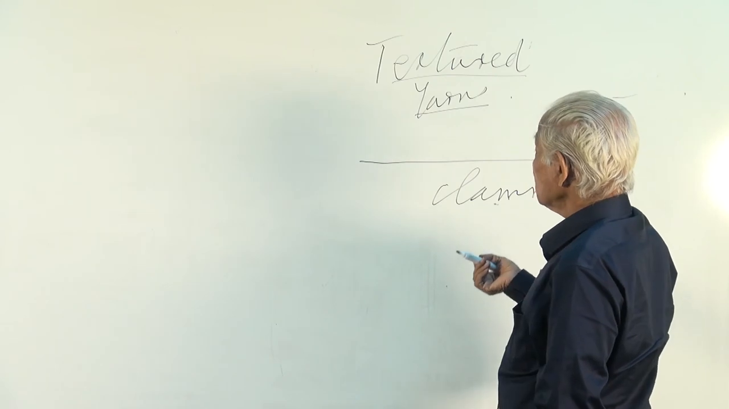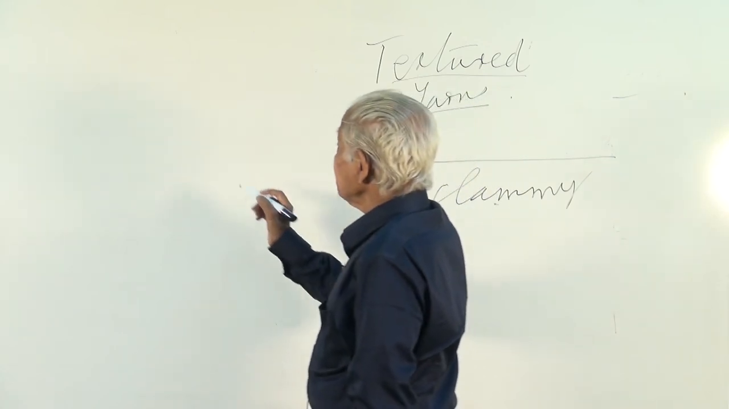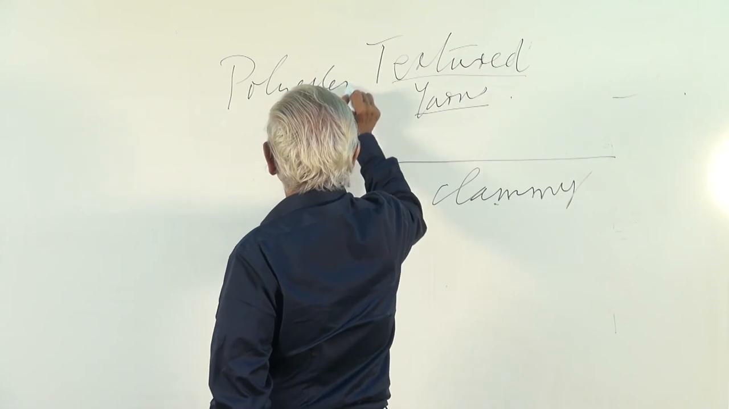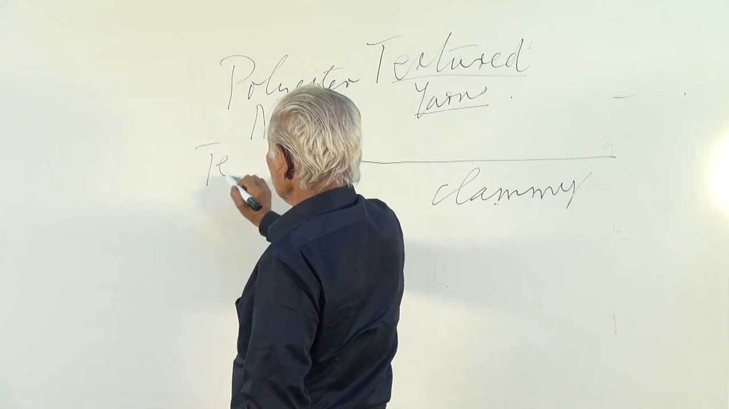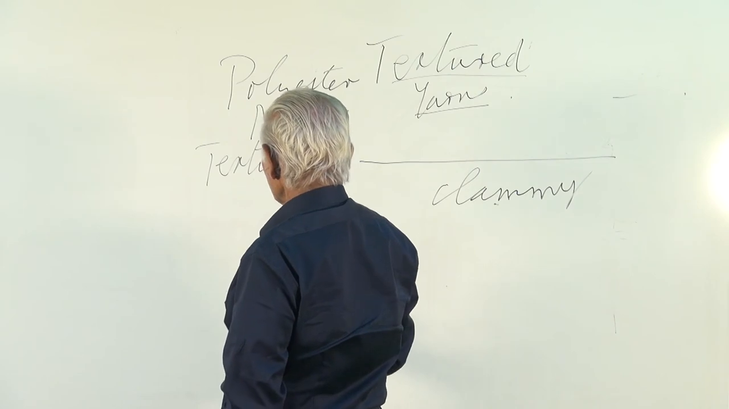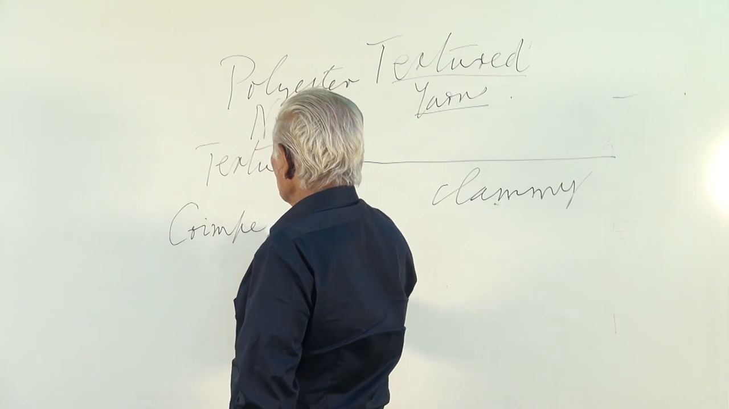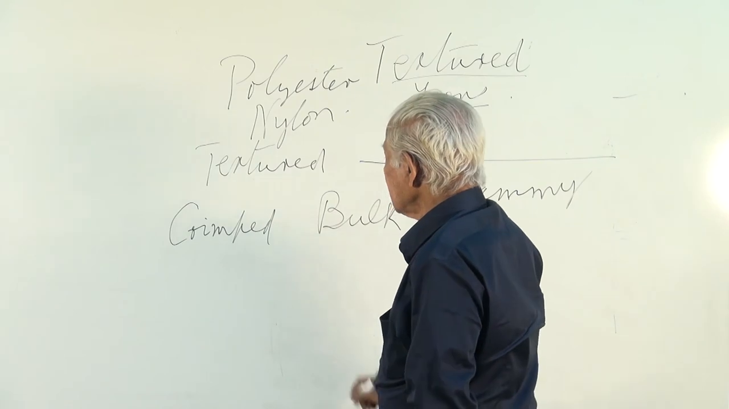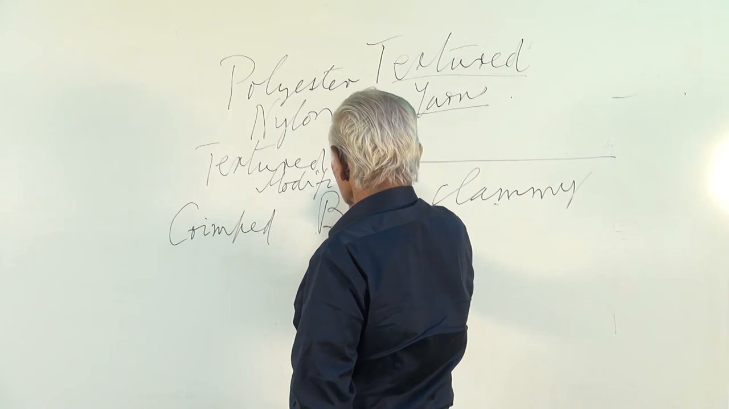So in order to provide good handle and absorbency to the fabric, the filament yarns such as polyester, then nylon, are textured. Now basically there are two types of textured yarns. One is called the crimped yarn, the other is a bulk yarn. Then in between that you have got another category called modified bulk yarns.